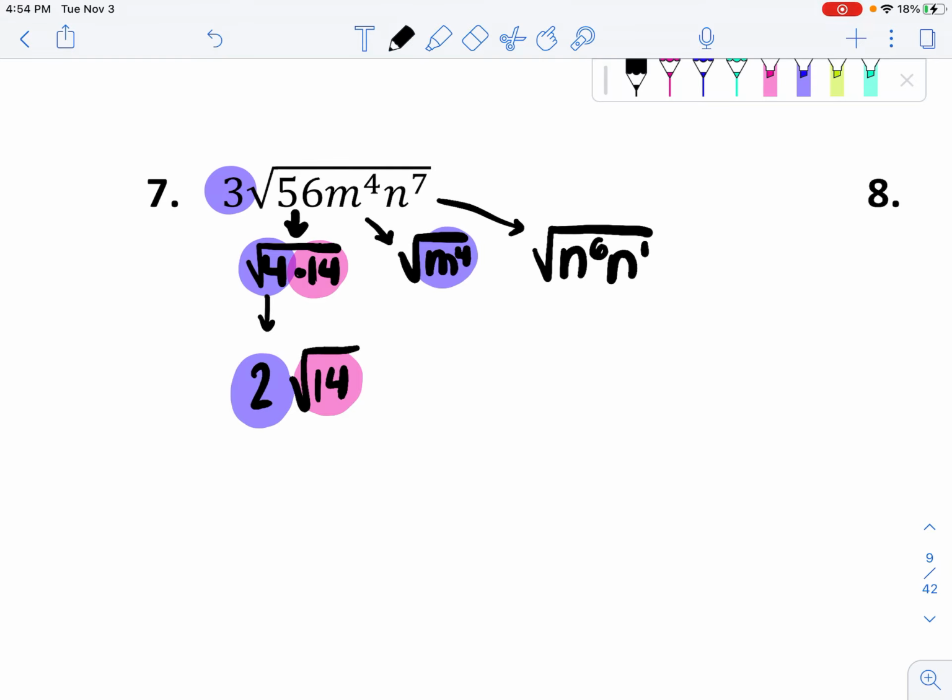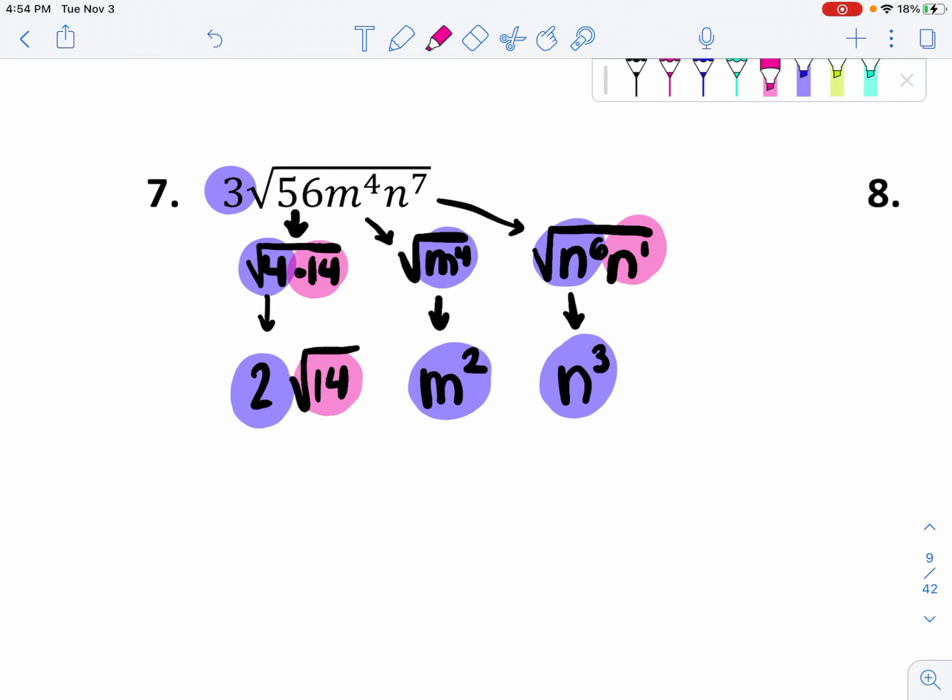M to the 4th, the square root of m to the 4th, it's an even exponent, so it gets released. The square root of m to the 4th is m squared. The square root of n to the 6th, again, if you remember my rule, if you're square rooting something with an even exponent, you just divide the exponent by 2. So 6 divided by 2 is 3. So that's n cubed. But I still have the other n that is trapped underneath. And you could put the imaginary one, but you don't have to.